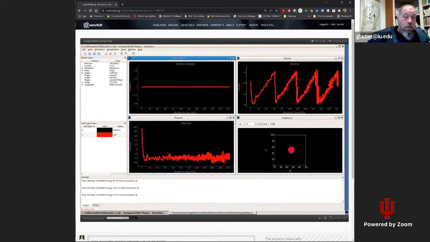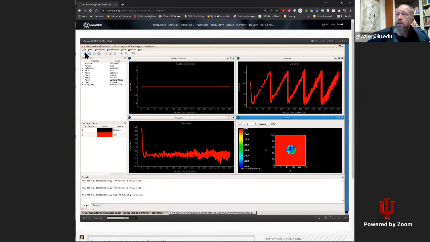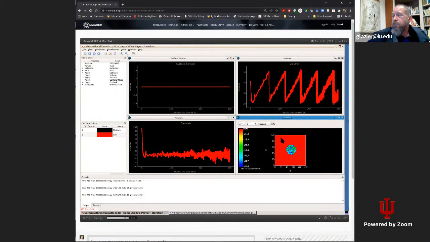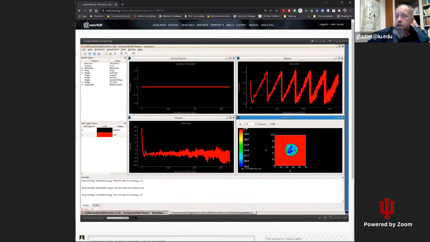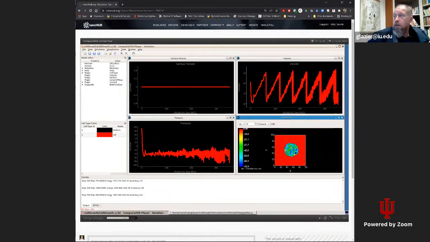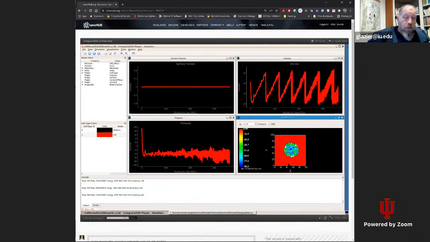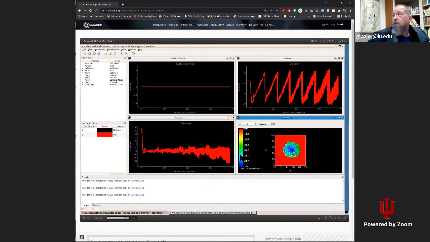But at the beginning, it doesn't look very different. Let me put this on pressure so we can see the pressure field. Notice the pressure behavior is totally different for this from the other one. Here, the pressure is concentrated in the center of the aggregate. The range of pressures is different.